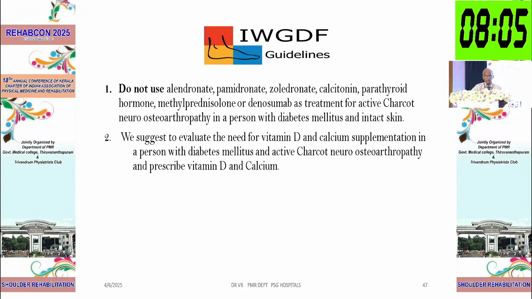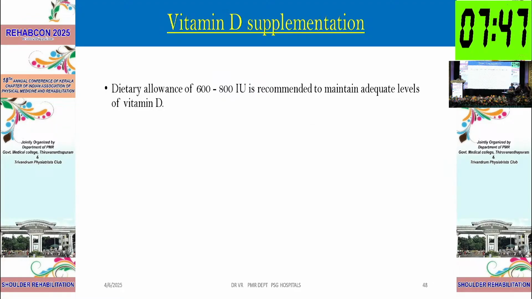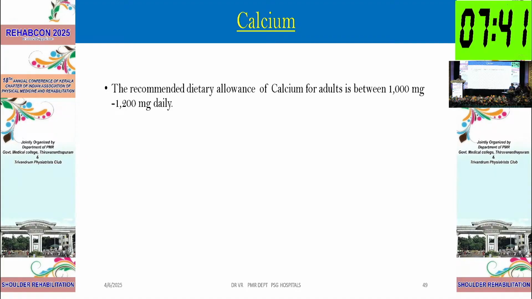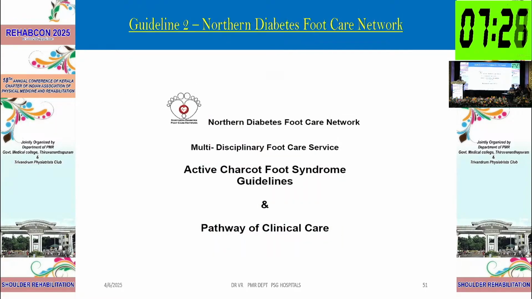We see what the guideline says. Do not use alendronate, pamidronate, zoledronate, calcitonin, parathyroid hormone, methylprednisolone, or denosumab for treating Charcot neuropathy. We suggest to evaluate the need for vitamin D and calcium supplementation. So the vitamin D recommendation is 600 to 800 international units per day. Calcium recommendation 1000 to 1200 milligrams. In Tamil Nadu, we have this product Charcot. I used to prescribe 2 to take at a time that will supply 1000 milligrams of calcium and 500 international units of vitamin D.